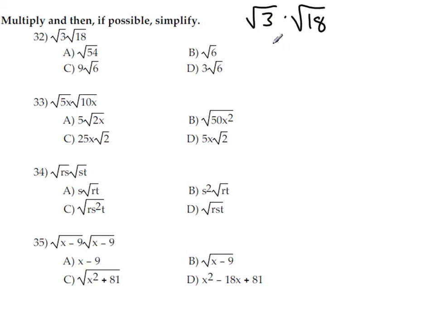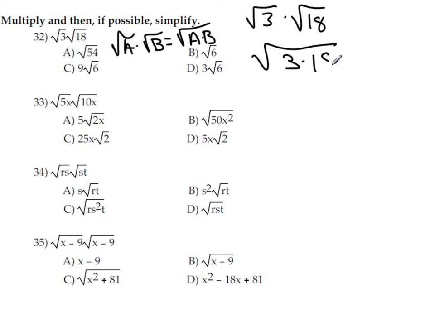So we have a rule that says the square root of a times the square root of b equals the square root of a times b. So underneath our radical, we have 3 times 18. Now you can multiply that together. I'm guessing it's probably 54, but I don't know.